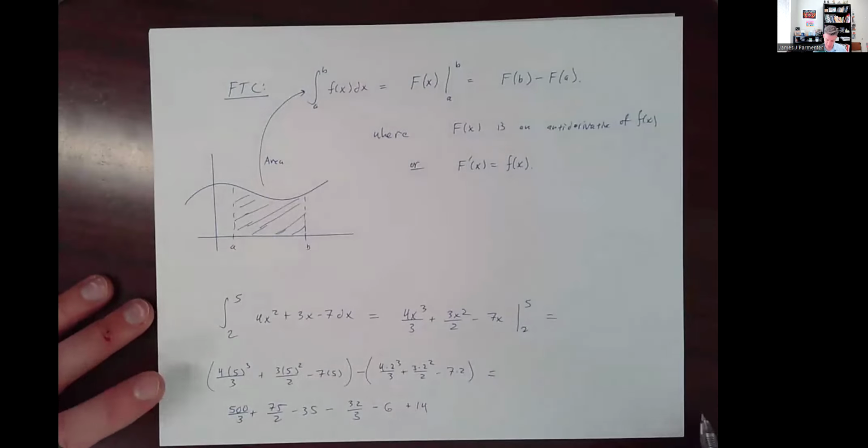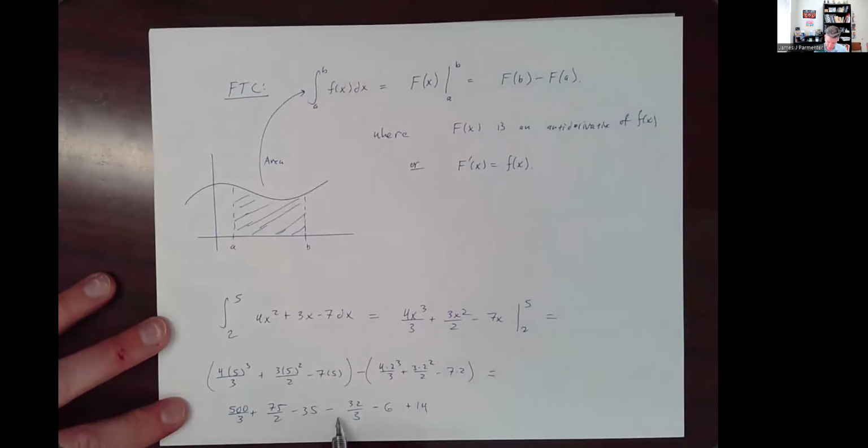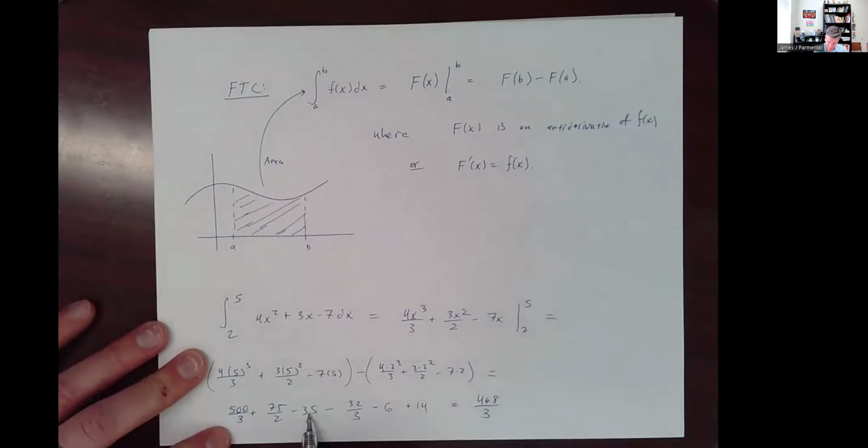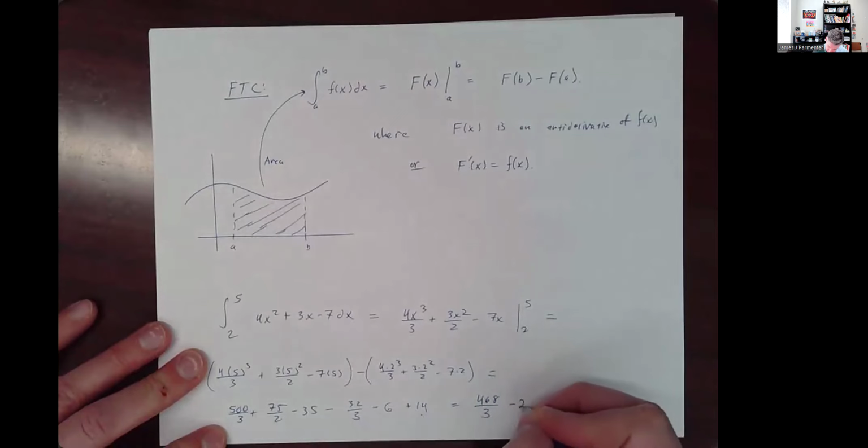If you had to simplify this further, you would combine these two terms first. So you'd be like, oh, 500 minus 32 is going to be 468 over 3. And then negative 35 minus 6 is negative 41. Plus 14 is negative 27. And then 75 over 2, I would write as 37.5.